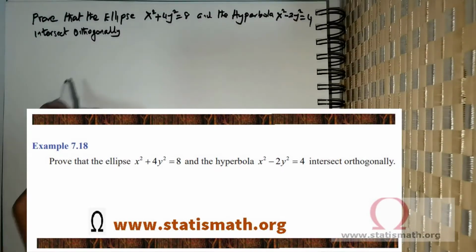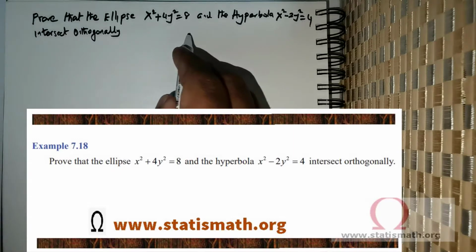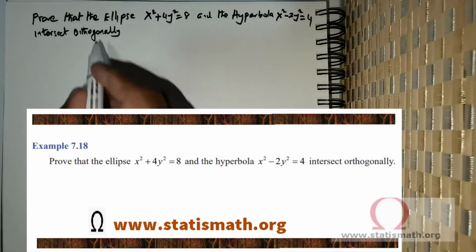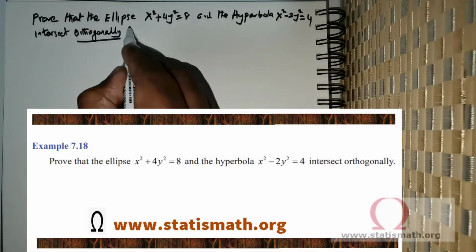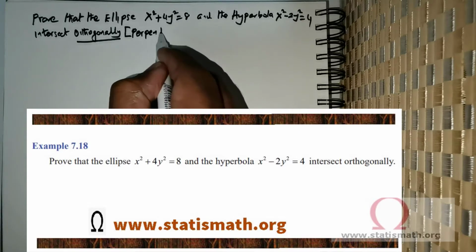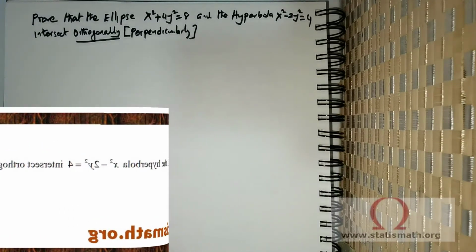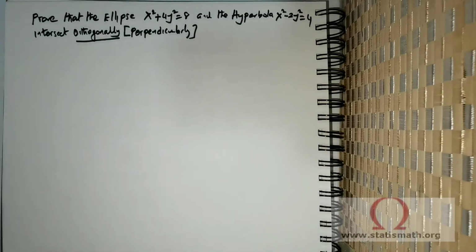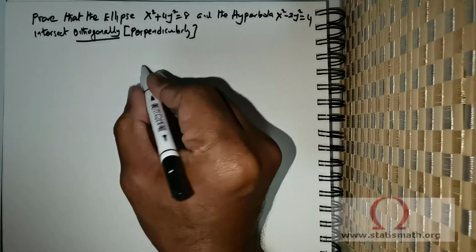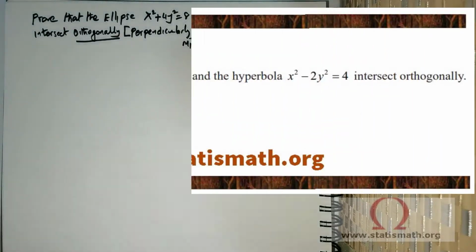Students, we are given this question. Prove that the ellipse x squared + 4y squared = 8 and the hyperbola x squared - 2y squared = 4 intersect orthogonally. The meaning of the word orthogonal is that they are intersecting perpendicularly, that is at 90 degrees. Two curves can intersect at 90 degrees if the product of the slopes is -1. So have that in mind.